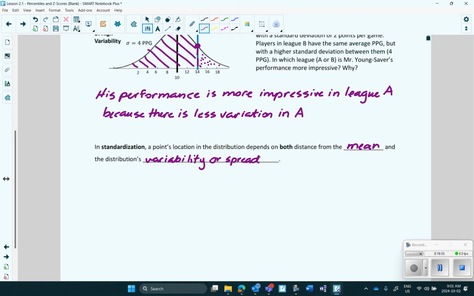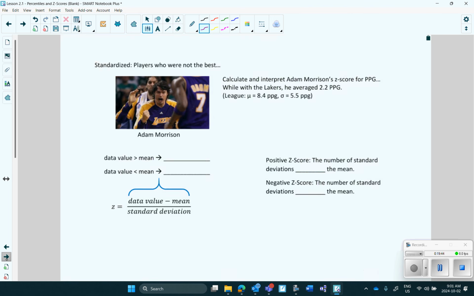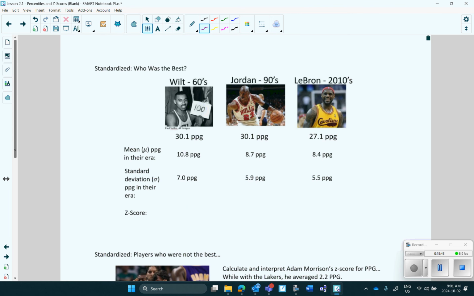It's a good way to compare different distributions. Another example of that would be, you want to talk about who's the best basketball player of all time. Okay. Well, it's kind of hard to compare because you've got really good basketball players in different eras.